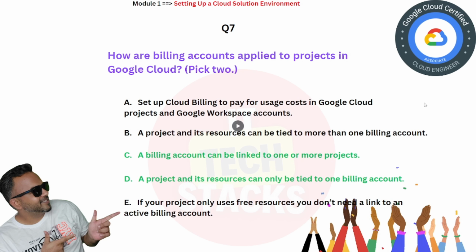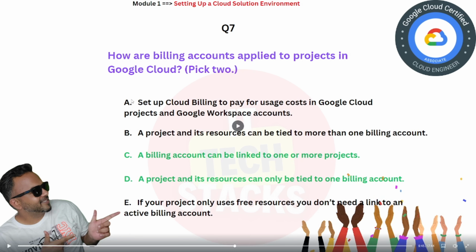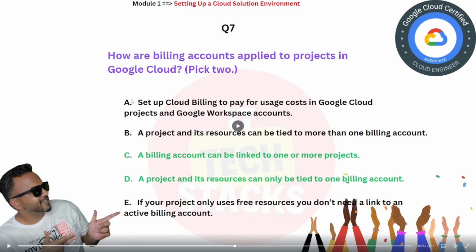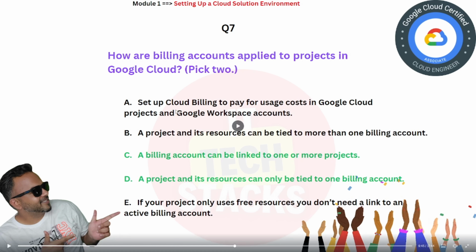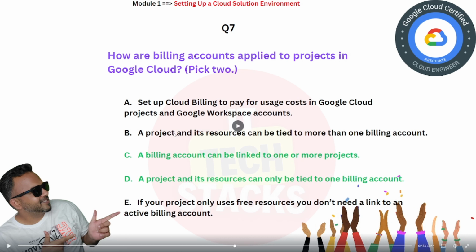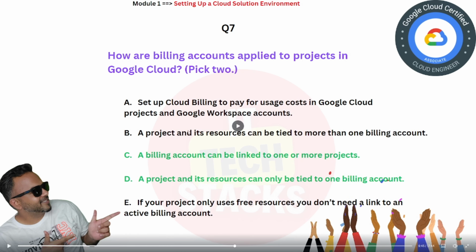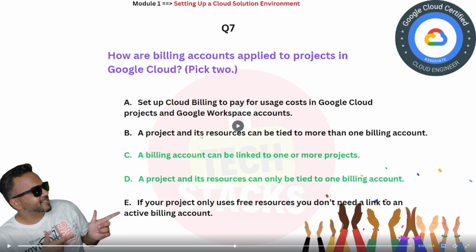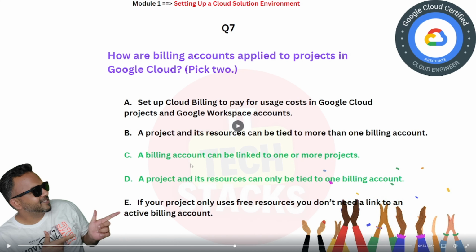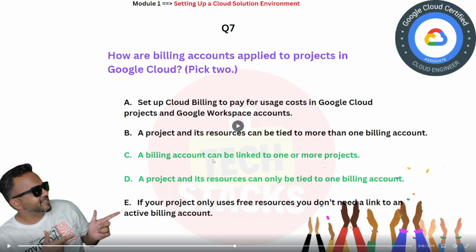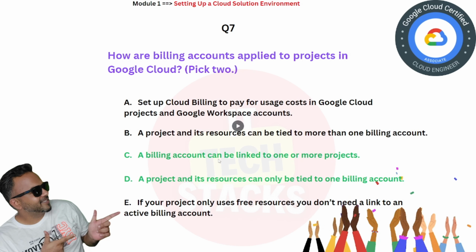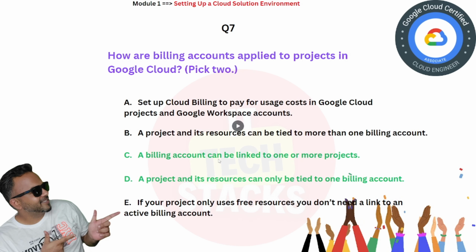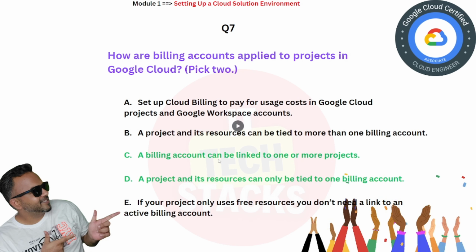Okay, just to give feedback, option A is incorrect because cloud billing does not pay for charges associated with a Google Workspace account. Option B is also incorrect. A project can only be linked to one billing account at a time. Whereas option C and D are correct options. C is correct because a billing account can handle billing for more than one project. A project can only be linked to one billing account at a time.